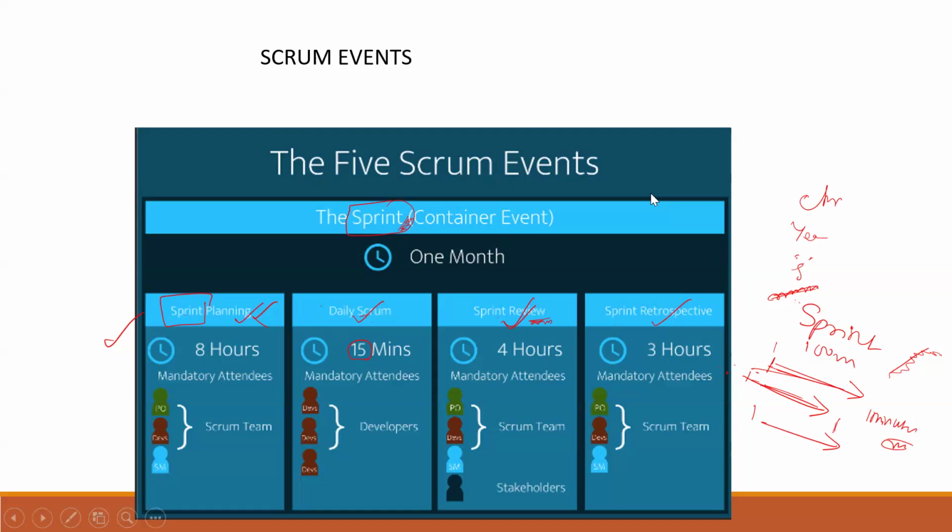The sprint lasts from 2 weeks up to a maximum of 1 month, 4 weeks. It can't be more than a month. If it is more than a month, then you have to divide that again into a few weeks. So it could be 2 weeks or it could be 1 month. That container event is called a sprint, and all the others are the activities or events which happen in the sprint.